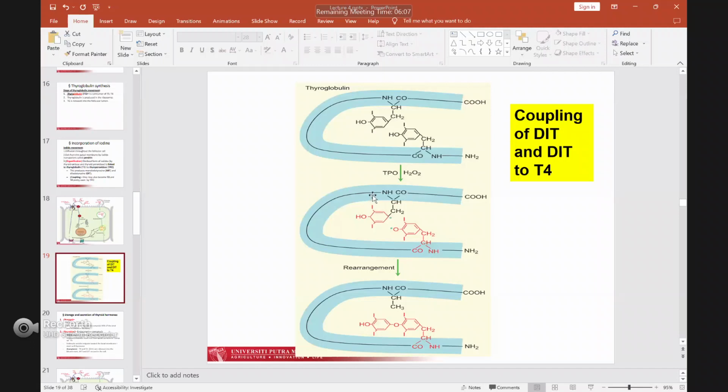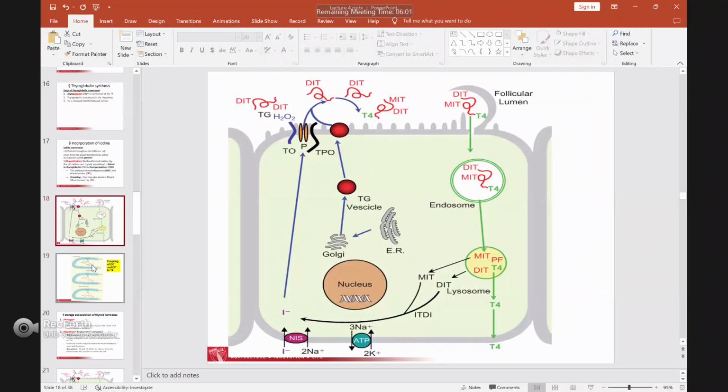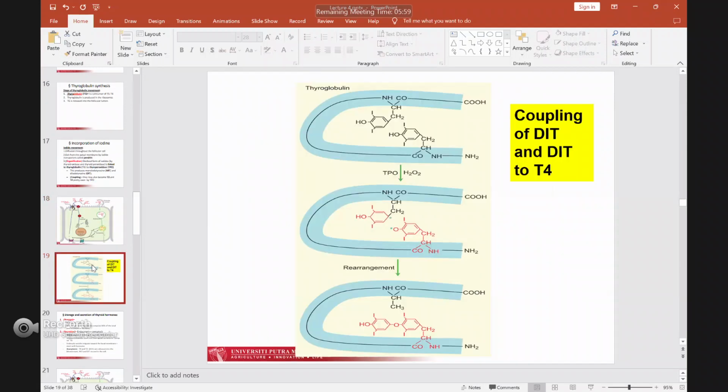Then what happens is, inside the endosome, after all of this is engulfed back inside the cells by the endosome, there will be a lot of protease that will cut all these things. Before the cutting, this DIT and DIT will be attached together by an enzyme we call TPO. TPO will attach DIT and DIT. Then after the attachment, the endosome will cut, forming T4, before releasing it into the blood circulation.